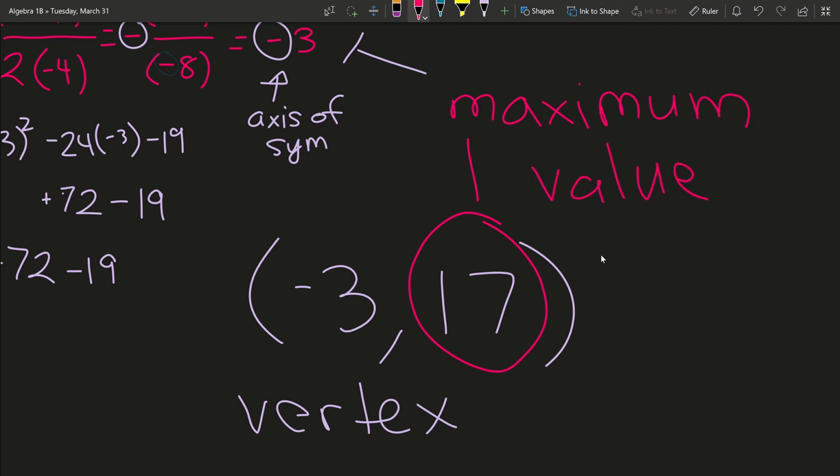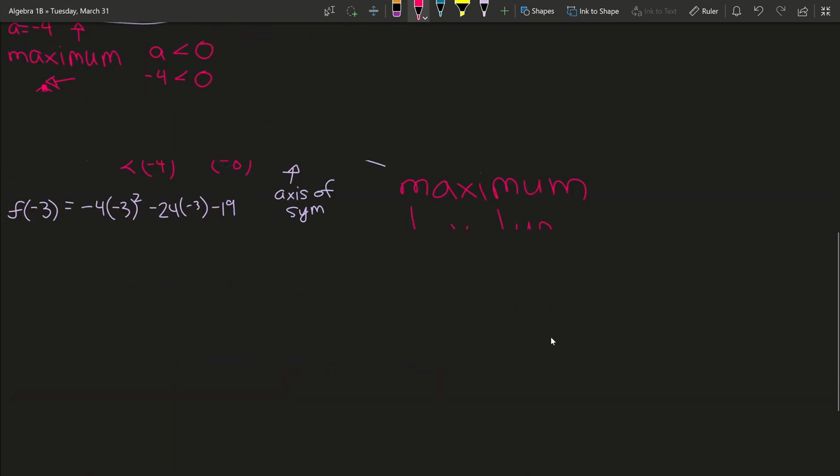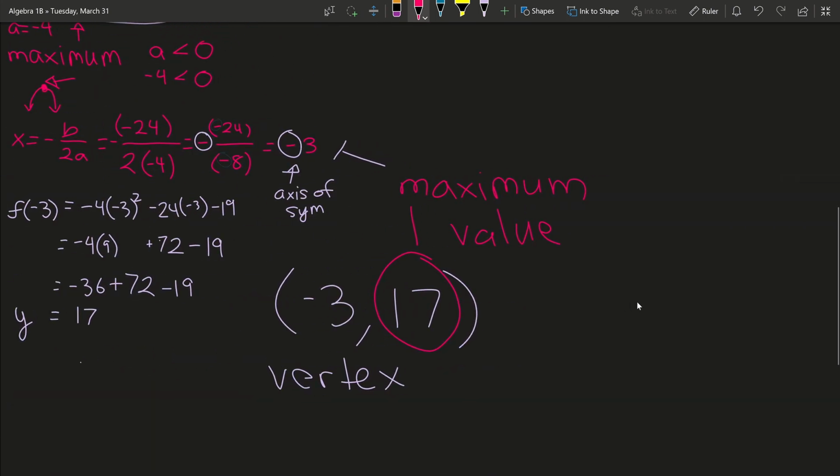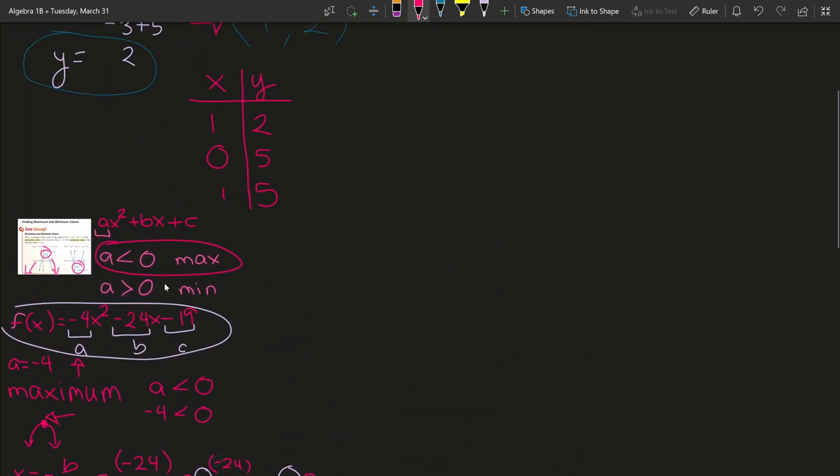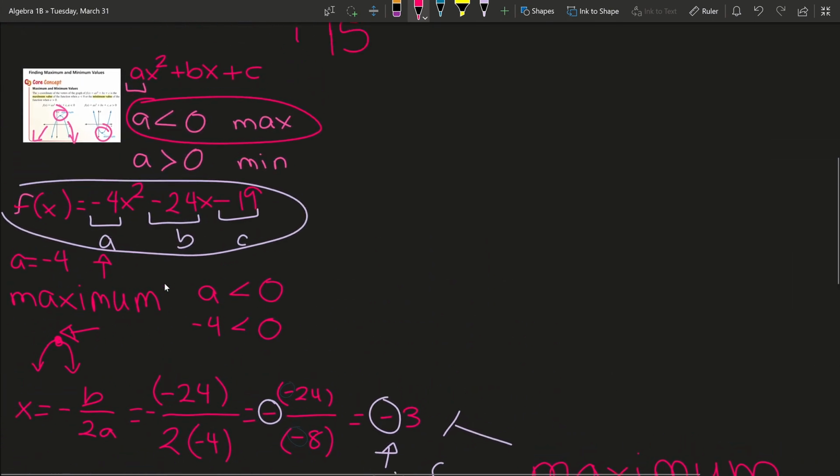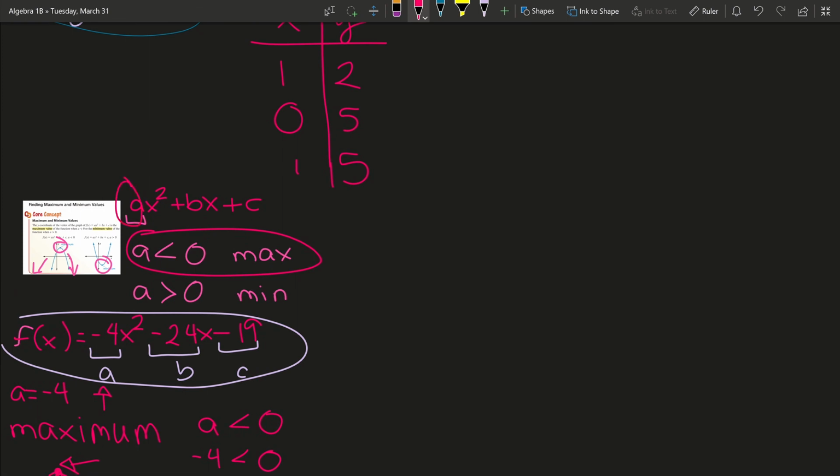And that's how you would figure out your minimum and maximum. Remember, it's the same exact process as a vertex. Now you're going to have to be able to look at an equation and figure out, depending on what the a is equal to, whether it's a max or min.